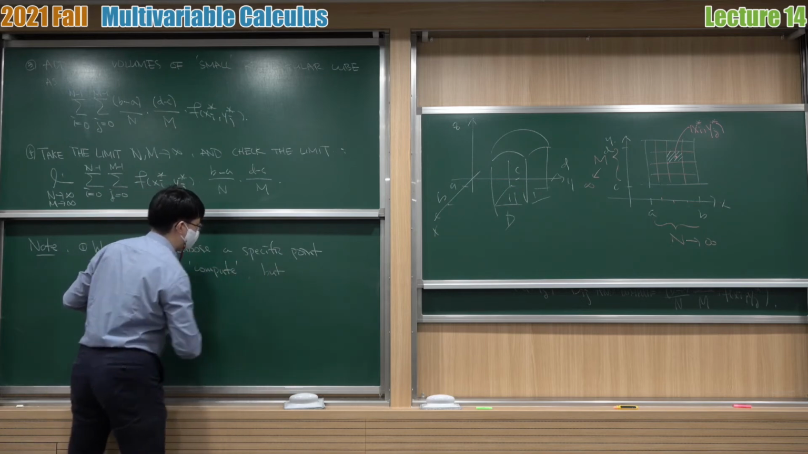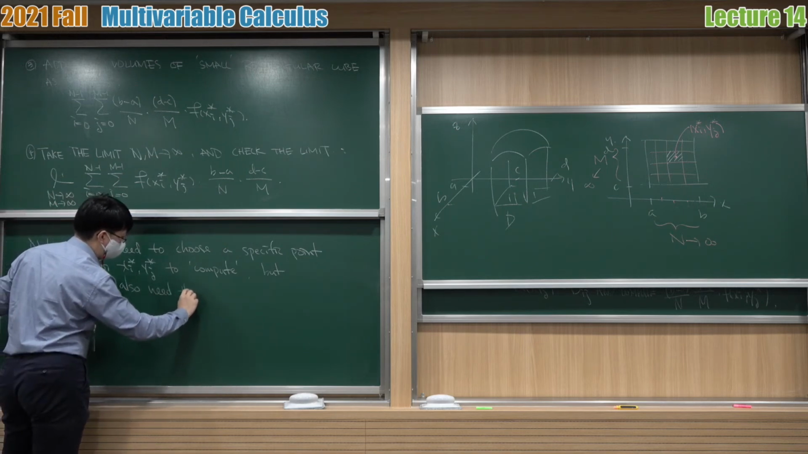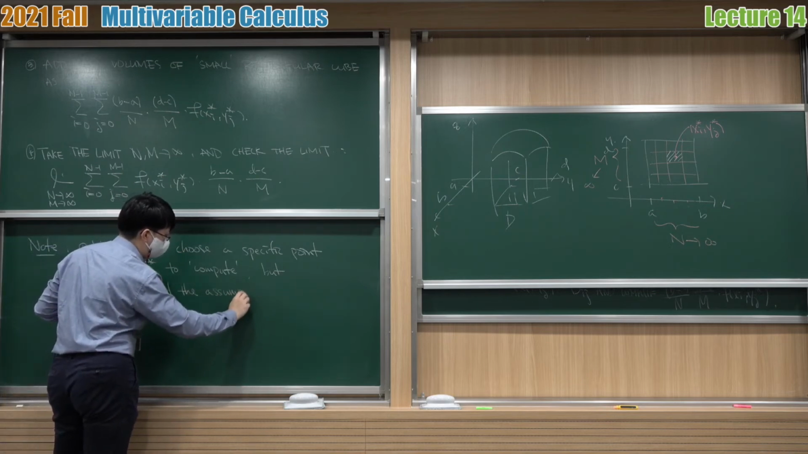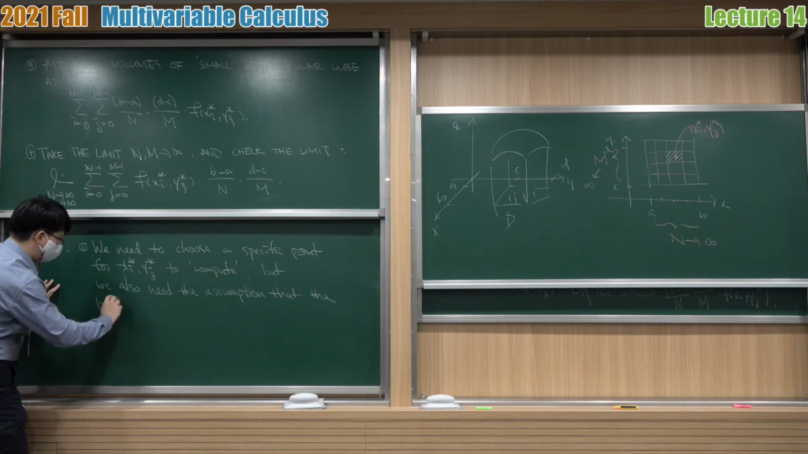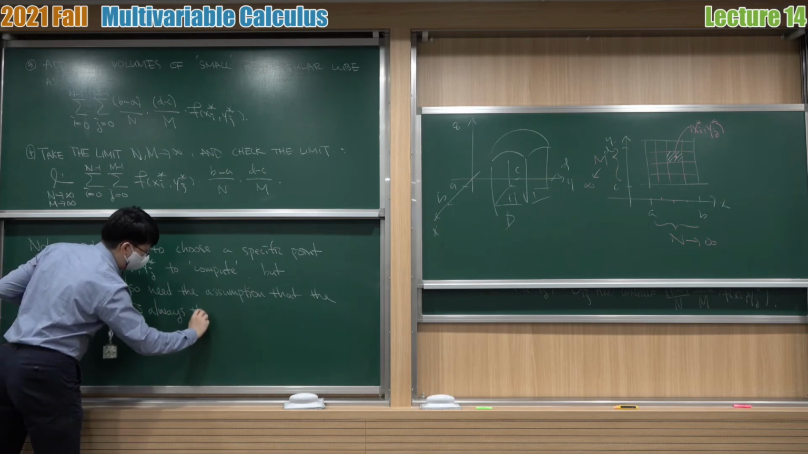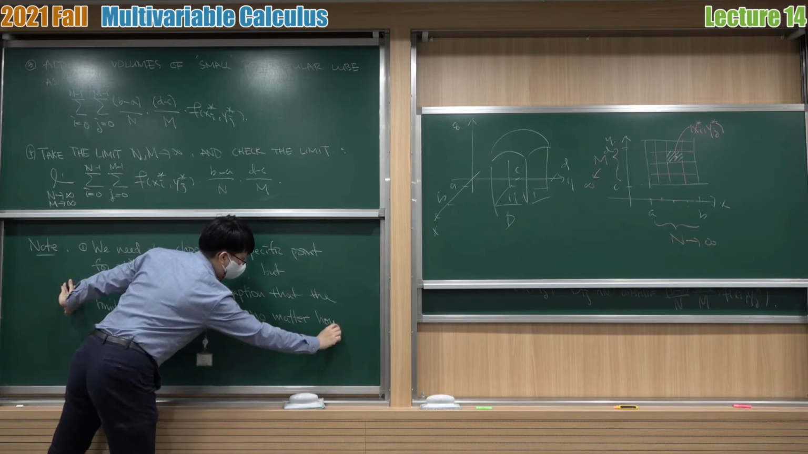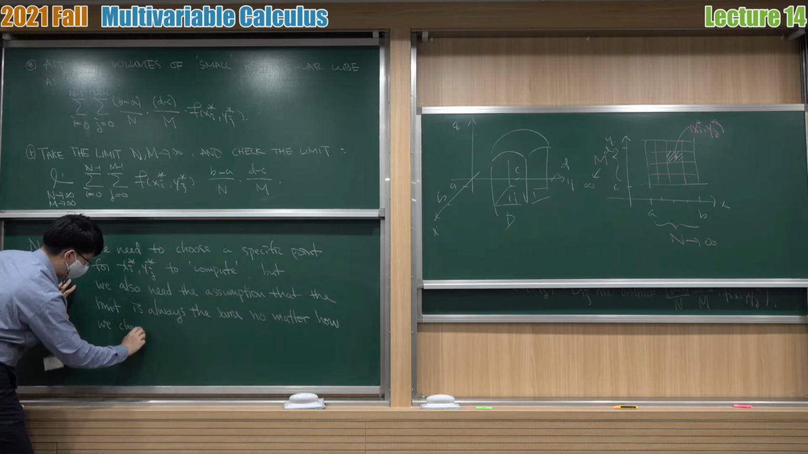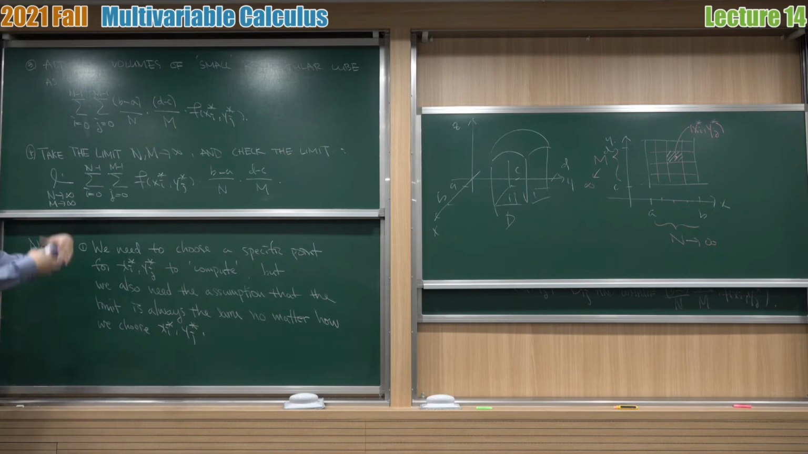But we also need the assumption that this limit is always the same no matter how we choose xi star and yj star. So as long as xi star and yj star lie in the subdivisions, we can take anything. But if you really want to compute something, you have to specify one.